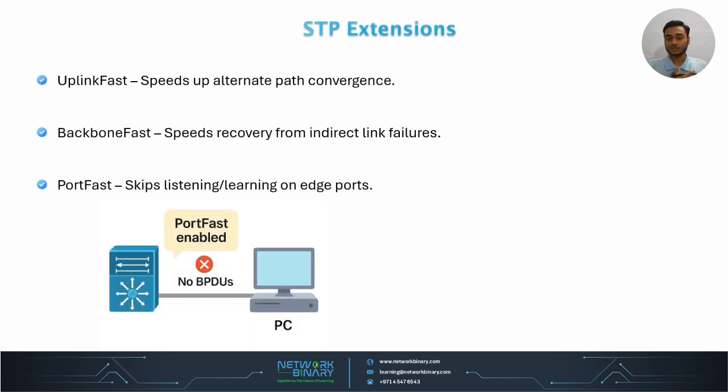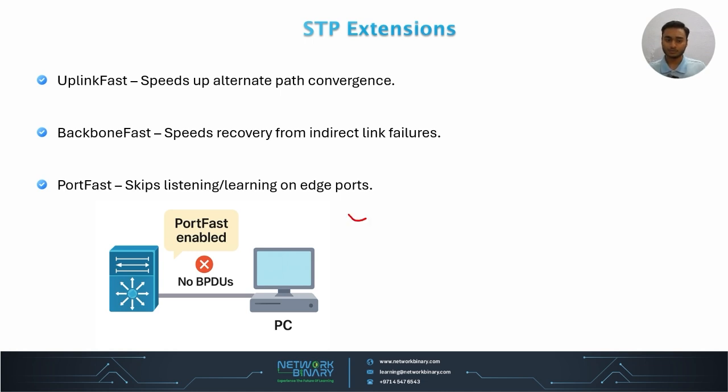There are certain extensions that Cisco has added. It's like adding spices to STP. With these extensions, you see UplinkFast and BackboneFast. What they do is speed up the recovery process whenever a link goes down. The convergence of the whole topology speeds up.